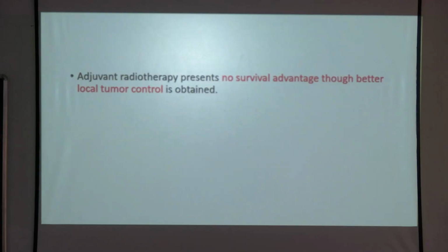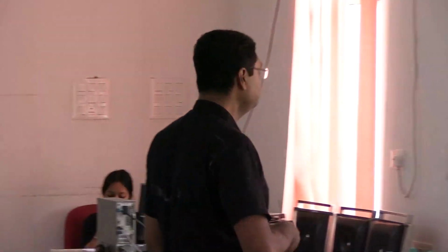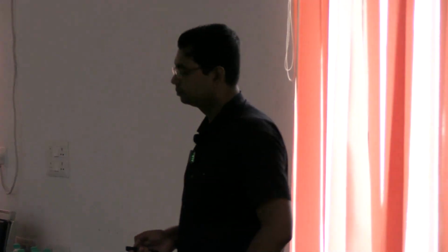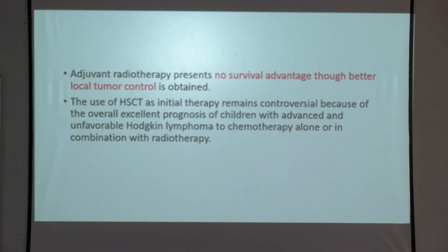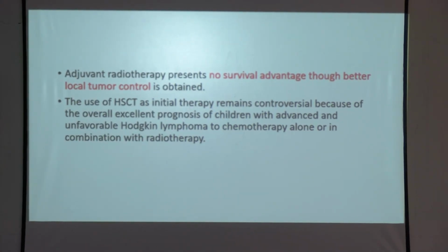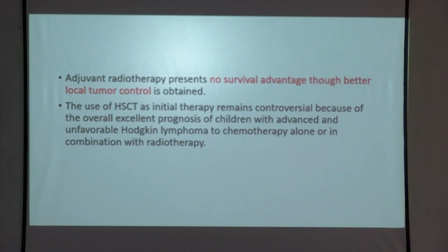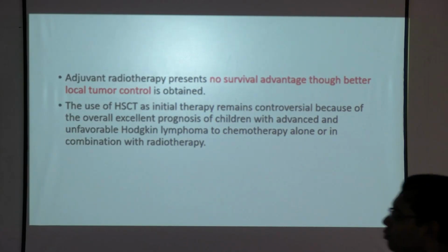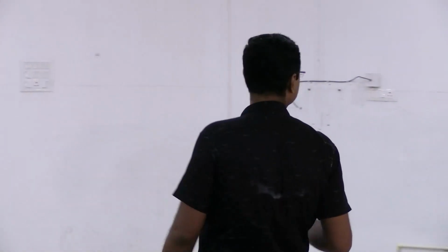Now, adjuvant radiotherapy is of no advantage in Hodgkin's lymphoma over other therapies. Hematopoietic stem cell transplantation as an initial therapy has very limited role, but for patients who are chemotherapy resistant or there is recurrence of the disease, then you can go for hematopoietic stem cell transplantation. Otherwise, normally we don't need HSCT.